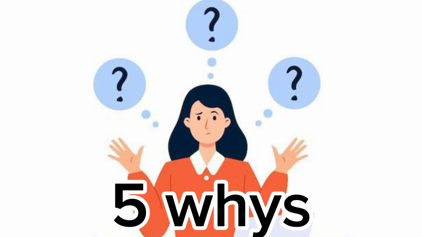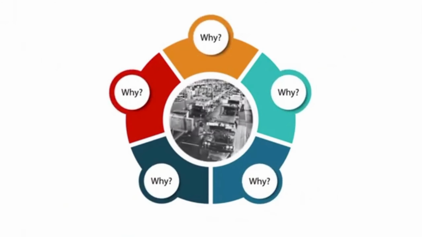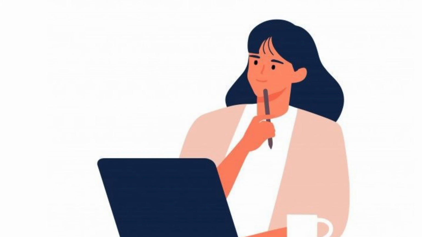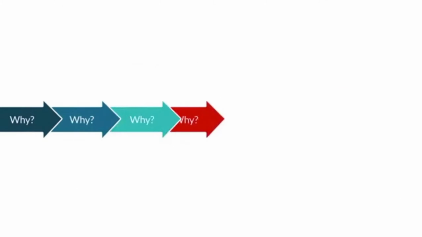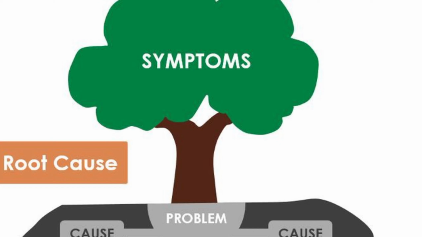The 5 Whys technique was developed by the Toyota Motor Company in the early 1970s and is an integral part of Toyota's production system program. The basic idea of the 5 Whys technique is to find the root cause of a problem or deviation by asking questions that start with why. Once the root cause of the deviation is understood, solutions can be identified and implemented.